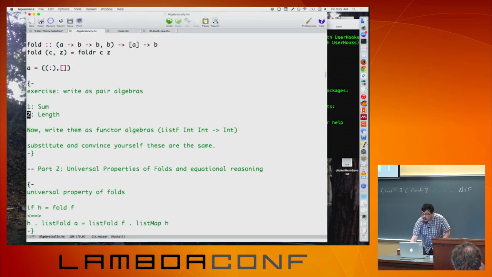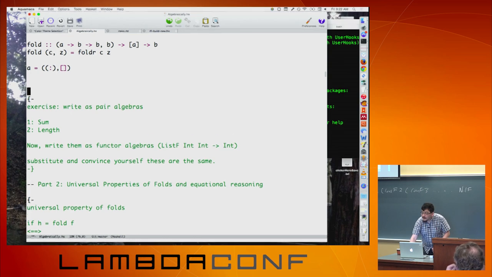What is the pair algebra for sum? Plus, anyone want to tell me what that is? Plus and zero. Plus and nil. Pardon? Yes, there we go. Doug has explained that this is the sum pair algebra. Right? So we'll say that for the empty list, you return a zero, and if you were going to cons something on, you substitute that with a plus.